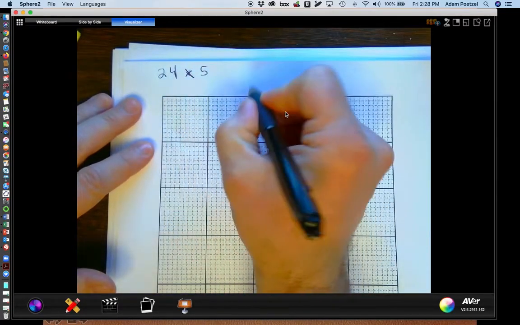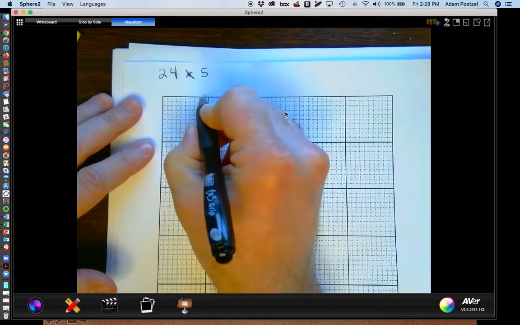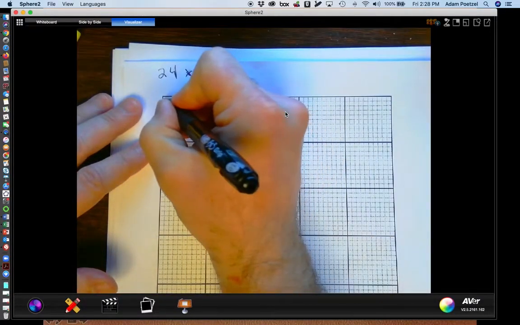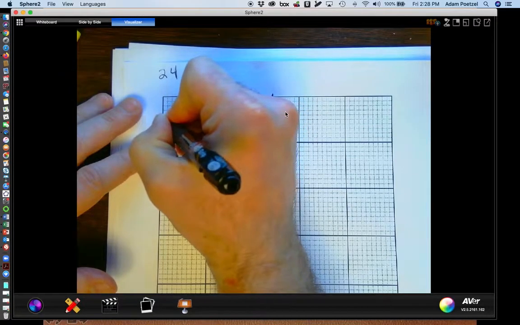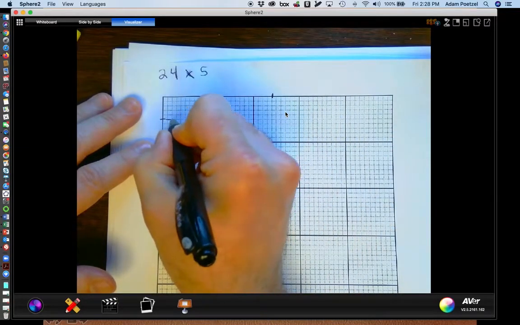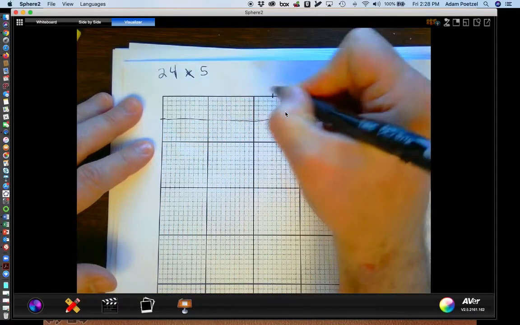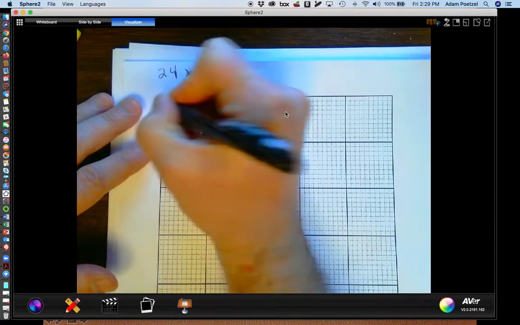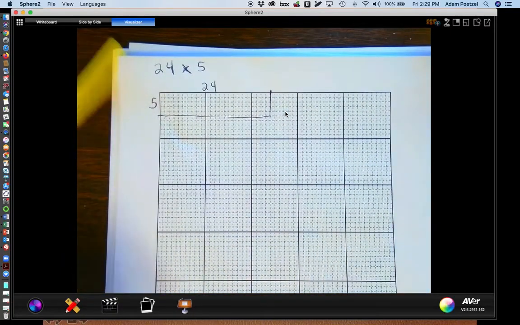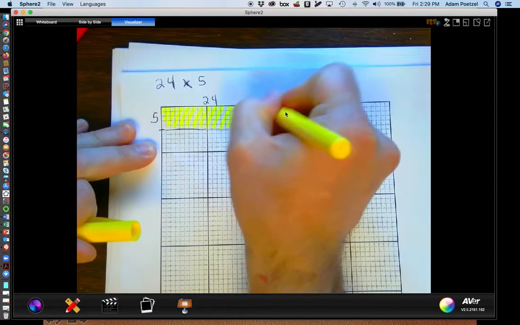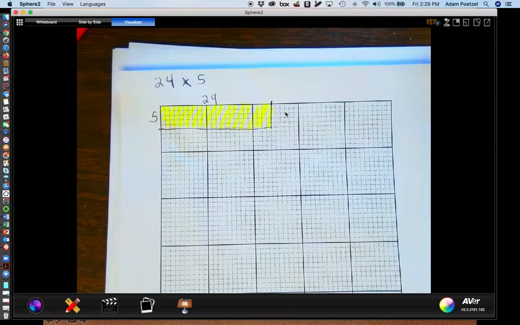So on one side of the paper, we might count out to 24. 10, 20, 4 would get me right there. And on the other side, going down, 1, 2, 3, 4, 5 would get me right there. And so we can see, again, it's 24 kids on a team, 5 teams, and an area model would look something like this. So I have 24 across the top and 5 coming down. And if I just use a little color, this represents the area of 5 groups of 24 or 24 groups of 5.